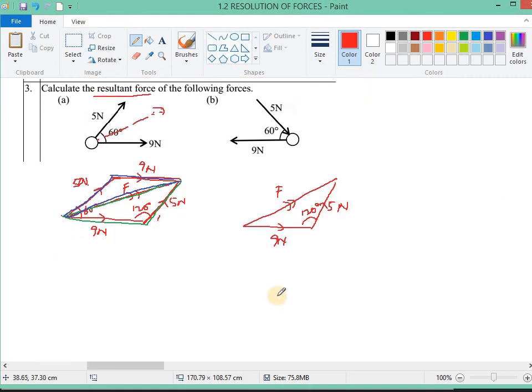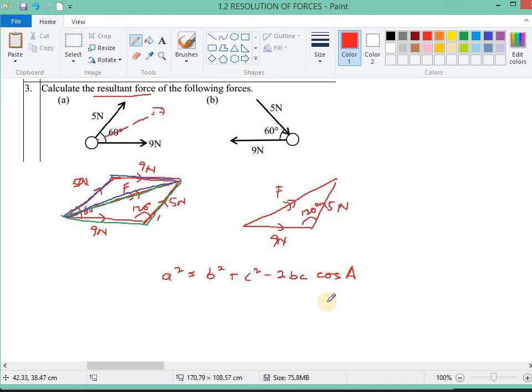Trigonometry also, but not the normal cosine tangent. You have to use something that you learn in additional maths, which is the Cos Rule. Okay, cos rule. If you still remember, the cos rule is like this: a square equals b square plus c square minus 2bc cos A.